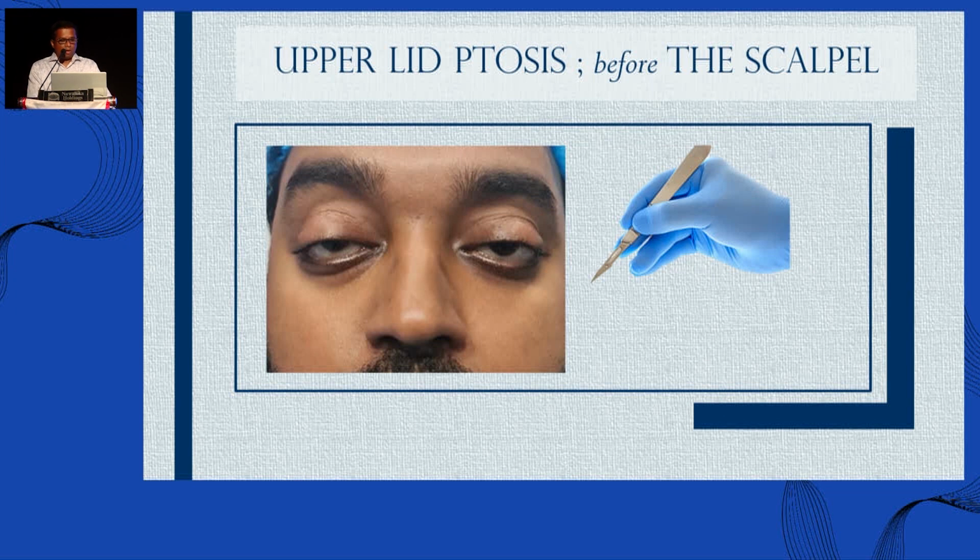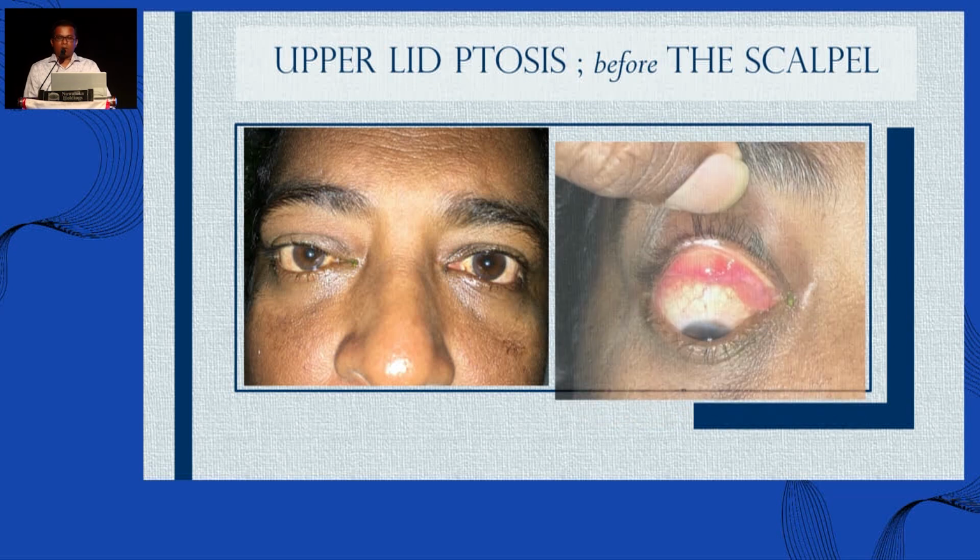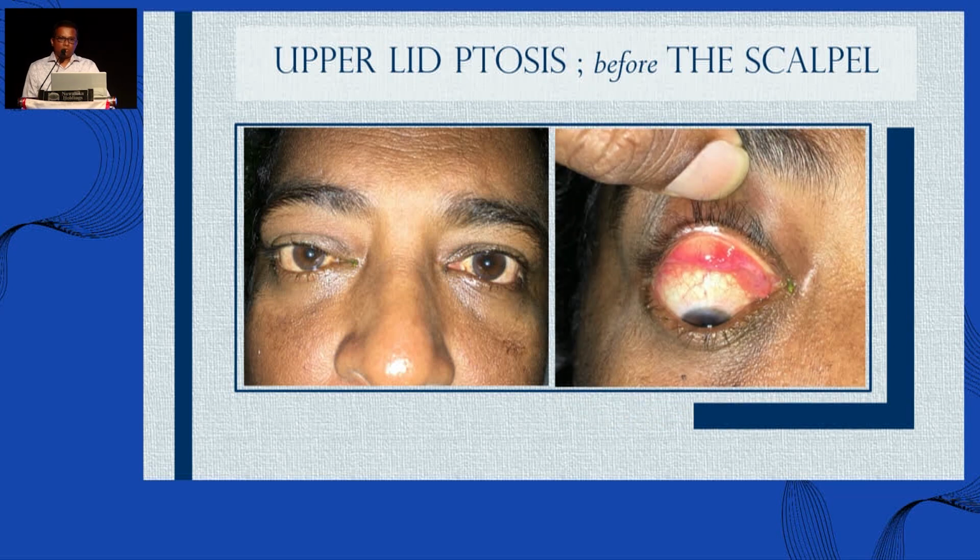No. You see this patient. This patient has a right small eye. All the findings were normal, until you see the fornix. You see a fornix lesion, and that is the cause for mechanical ptosis on that side.